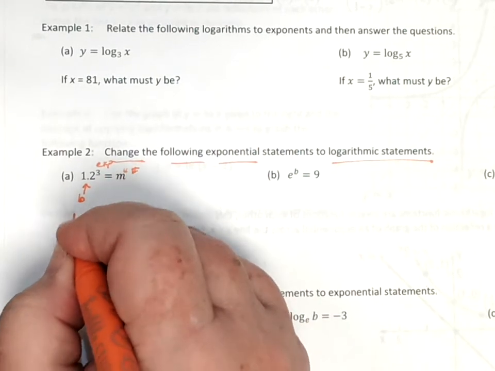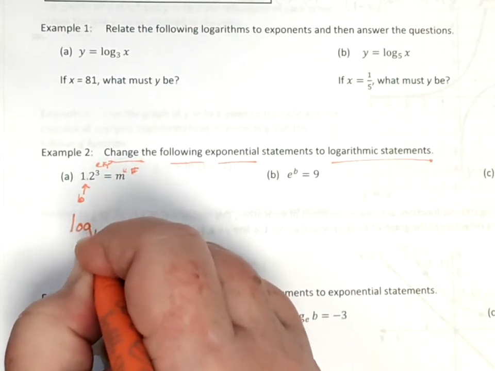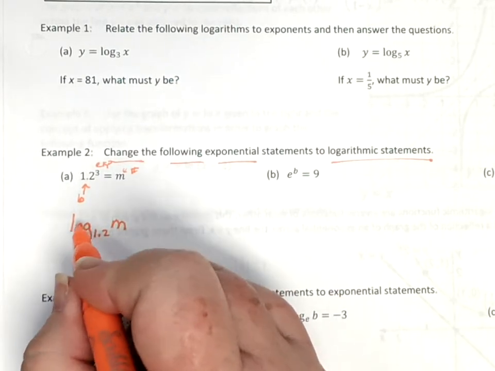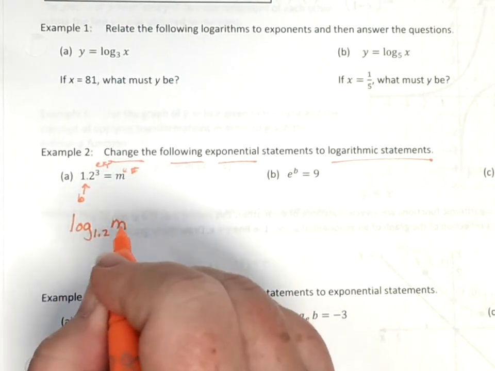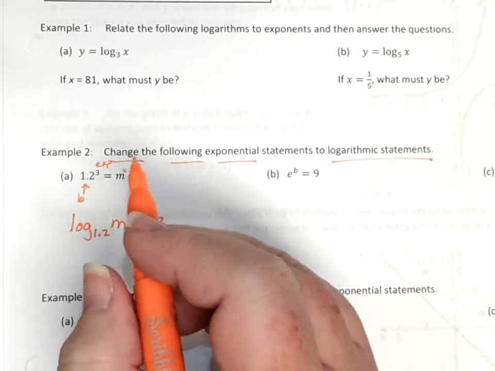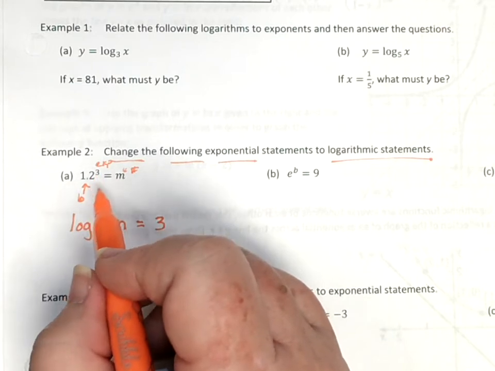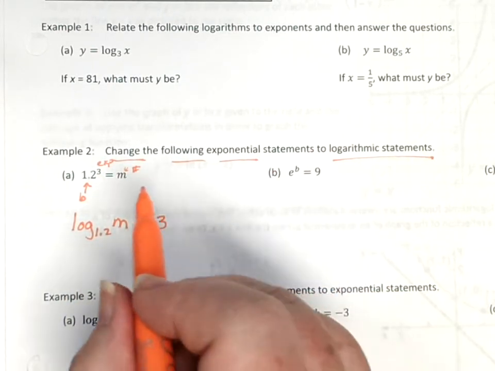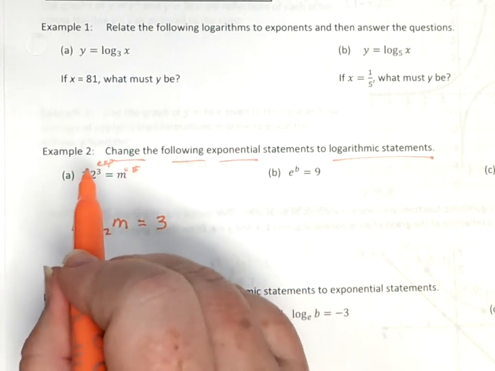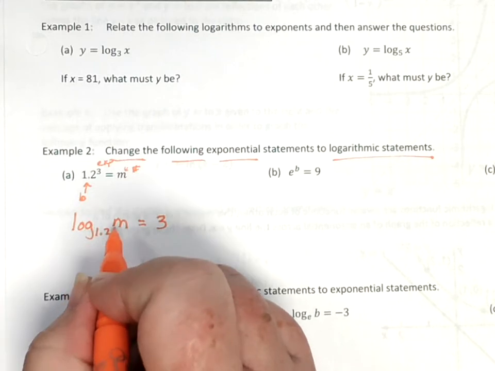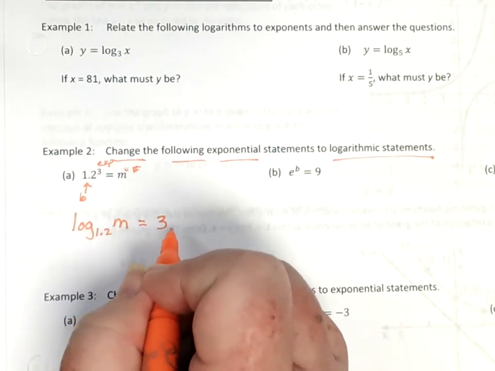So when I rewrite it, I'm going to write log base 1.2 of m. Do you hear how I'm saying that? Log base 1.2 of m is equal to 3. Now this, to be honest with you, I would just do 1.2 to the 3rd power to find the letter m if it had asked me to solve, but it didn't. It just asked me to change it from one format to the other. So I did log base 1.2 of m, the number, is equal to 3.